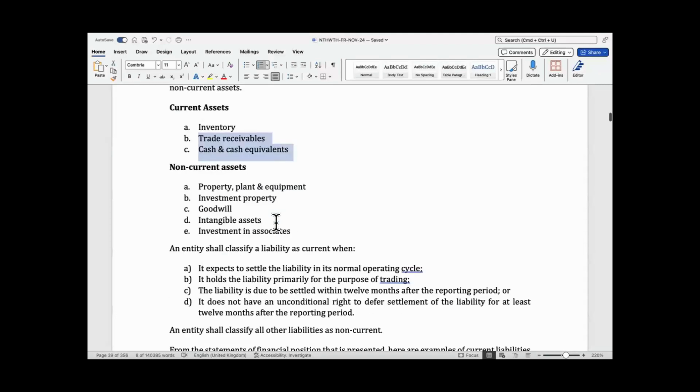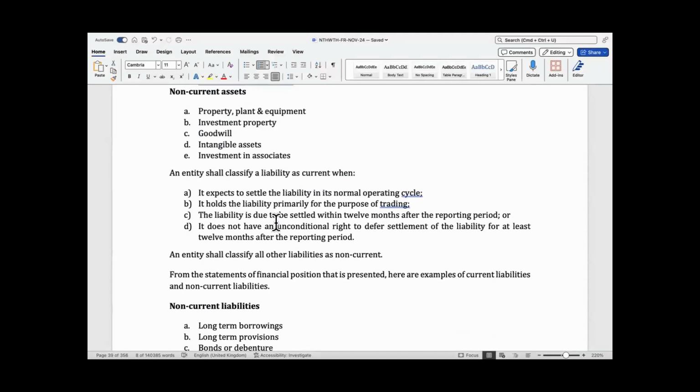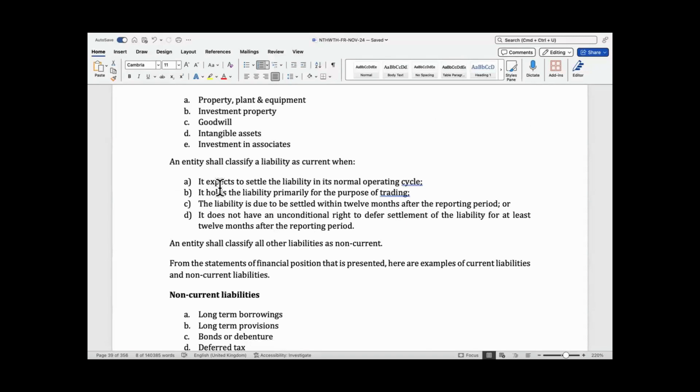So that's current assets. Current liability is quite similar, but a liability is something you would have to settle; it's not you collecting money now. So if you expect to settle the liability in your normal operating cycle, then it is current. If you are holding it for the purpose of trading, not for using in your company, it is current. And if the liability is due to be settled within 12 months, it is current.